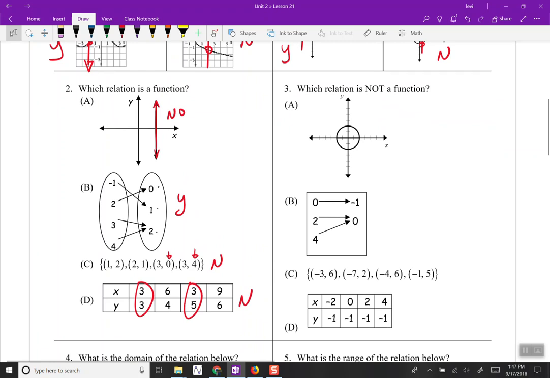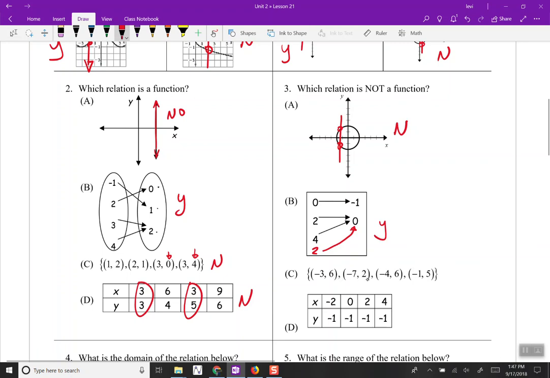This 3A, that crosses at 2 points, so that's no. Is it okay that two inputs can have the same output? Yes, just as long as every time we input a 2, we output a 0, or a 4, we have to get a 0. So that's a yes.